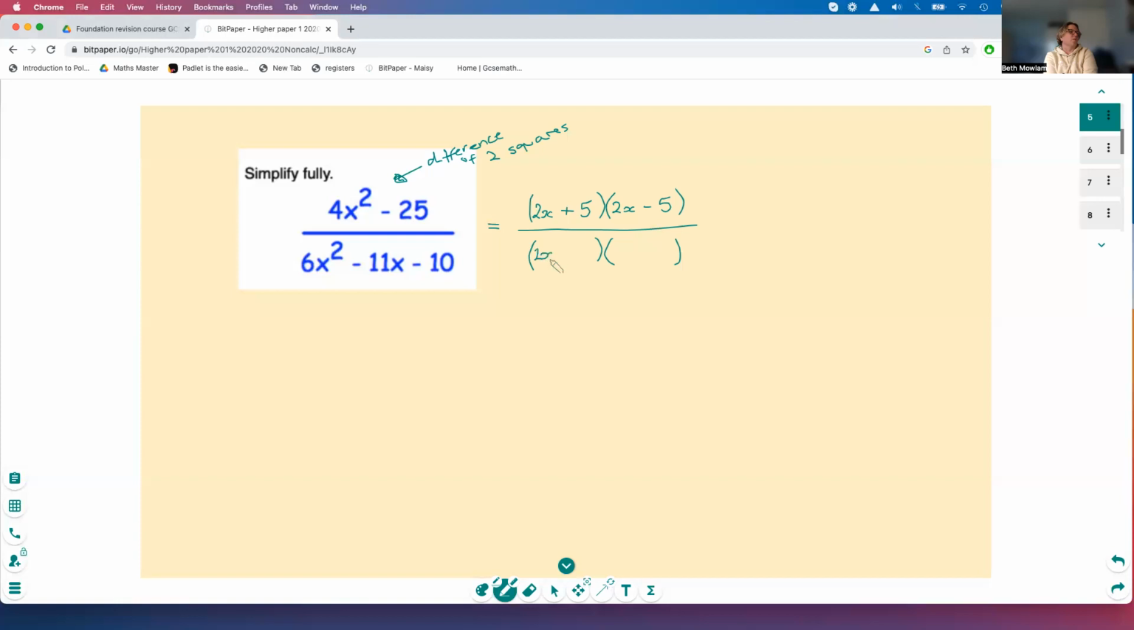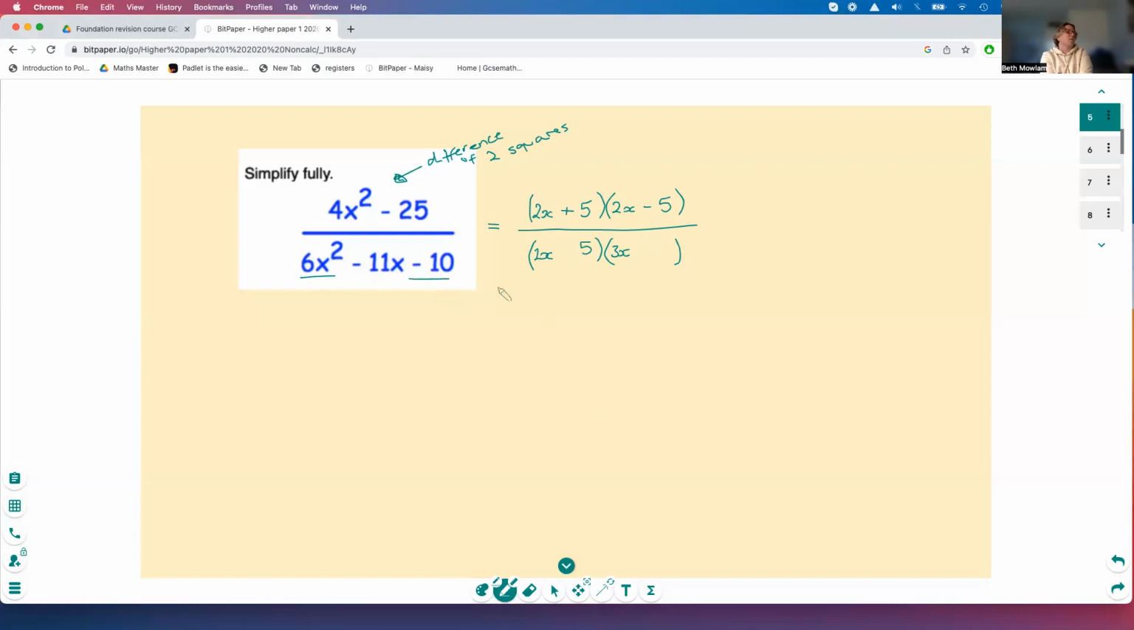So one of them is going to be a 2x, and one of them is going to be a 3x, because that will make my 6x squared. Now, I know that with the 2x, there's got to be a 5, because it has to match one of the ones up the top. Don't know if it's positive or negative yet, but I know it's a 5.